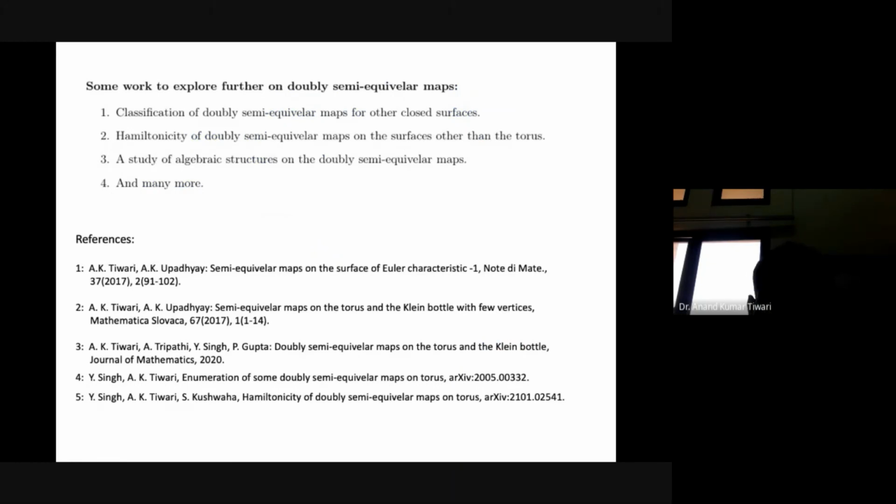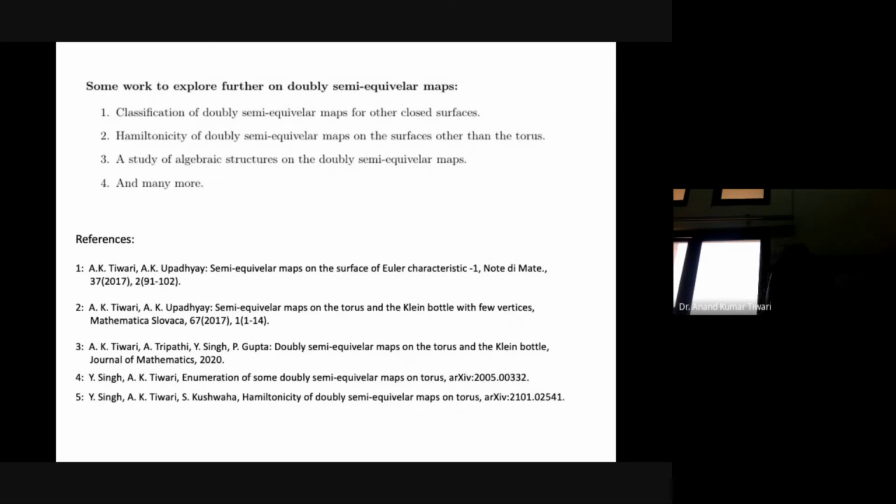There is a lot more work that one can explore on doubly semi-clear maps. So far we have classified doubly semi-clear maps on the torus and the Klein bottle. However, there are infinitely many closed surfaces, so one can explore the classification for other surfaces. Of course, one can also talk about Hamiltonicity of such maps for other closed surfaces.